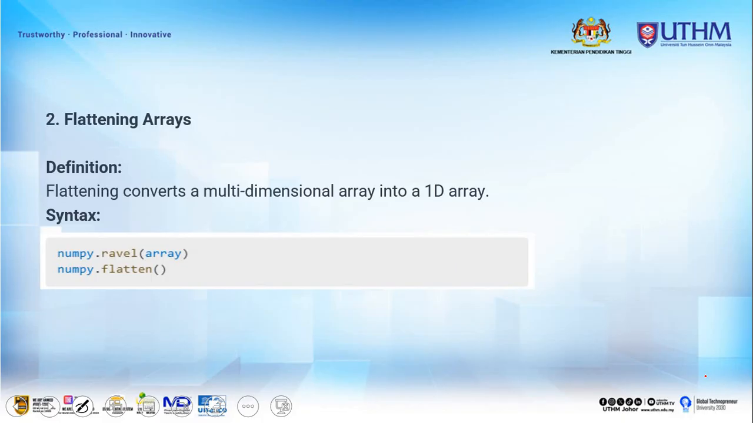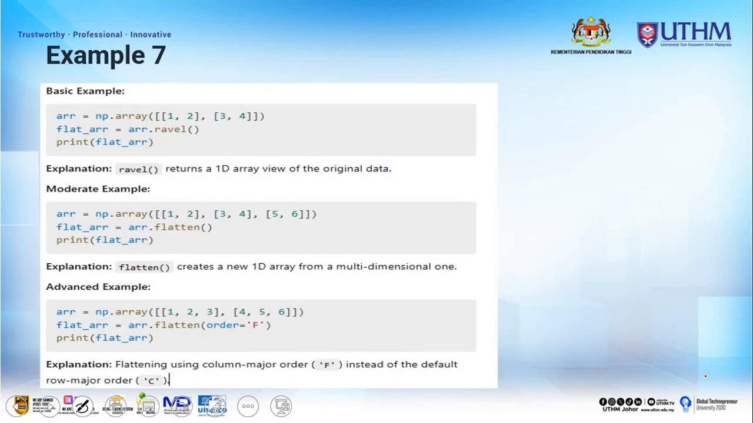Flattening arrays. Flattening converts a multi-dimensional array into a single dimension. Previously, we tried to modify from single dimension to multi-dimensional. Now we go from multi-dimension back to single dimension. We use the flatten syntax. The first example, np.array 1, 2, 3, 4, flatten array equal to array.ravel, print the flat array. Ravel returns a view of the original data, which is back to a single dimension.